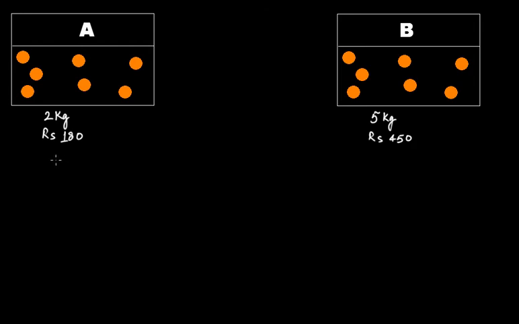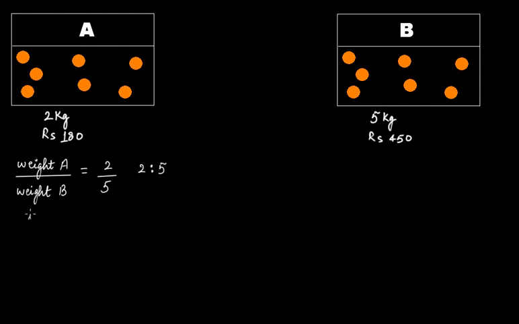If I have to find the ratio of the weight of orange at shop A and the weight of orange at shop B, this will be equal to 2 ratio 5. That is 2 to 5.